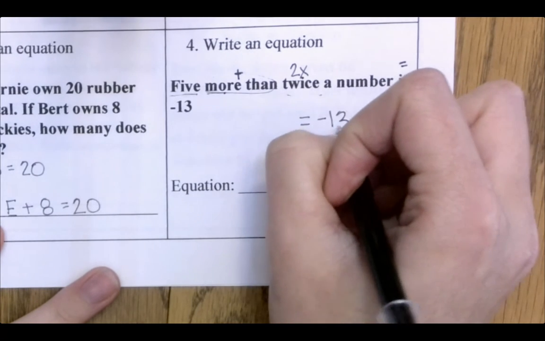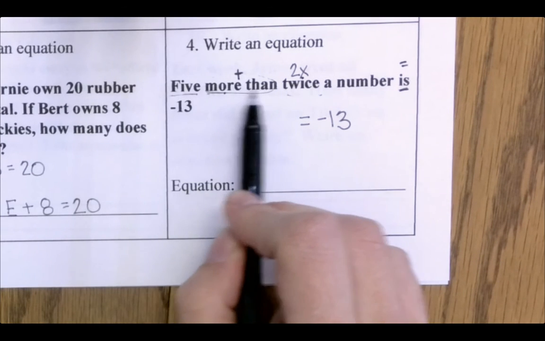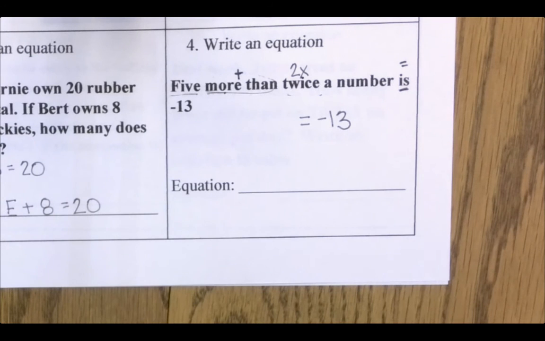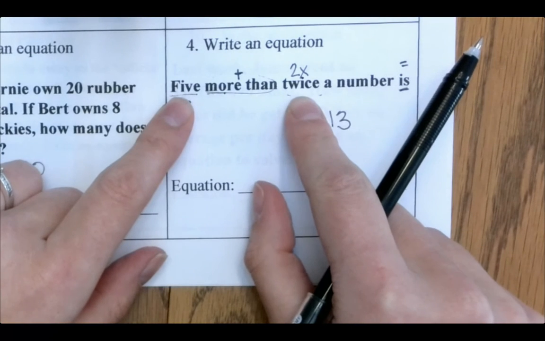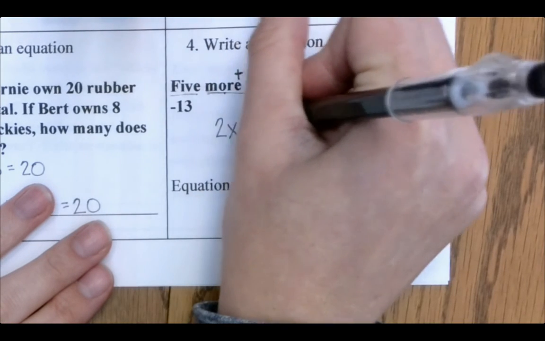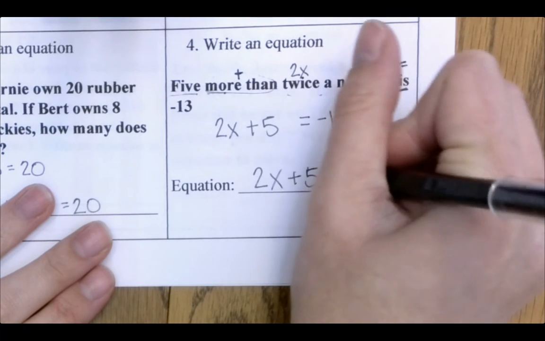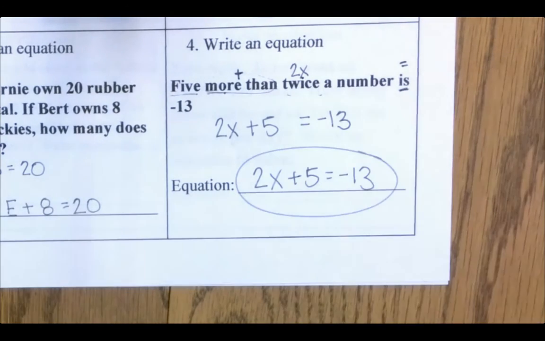Equals negative 13. Now I know that y'all are going to write 5 plus 2x equals negative 13. And I'm going to tell you that it's wrong. And we've talked about this before, but this is why I wanted to put this one in here. Remember, when you see these two words together, more than, or the other common one, less than, you need to switch these two. So this is actually 2x plus 5 equals negative 13. And that is going to be your final answer.